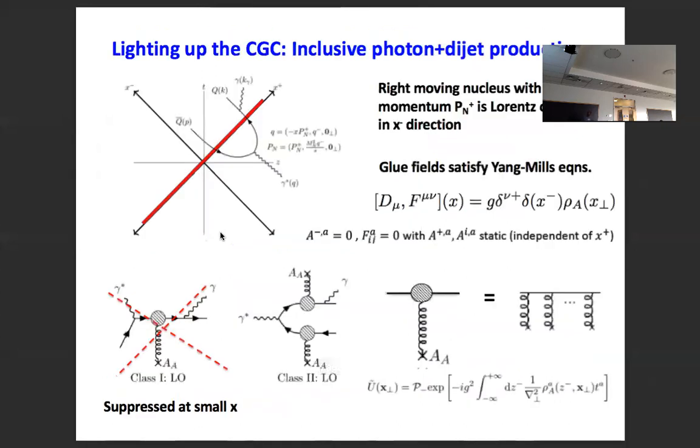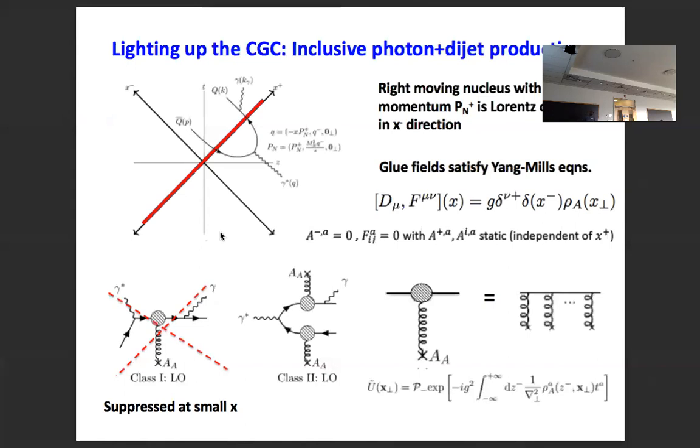So let me now come to this very specific calculation that I want to mention. This is work in progress with Kaushik Roy, who's sitting here. He's my student, in his fourth year of PhD at Stony Brook. So the process that we want to describe is producing a photon and dijets in the eA collision. So you have the nucleus, which is moving along the x plus direction. And then you have the virtual photon, which is moving in this direction. So you have a large Q minus, where the virtual photon splits into this quark antiquark pair, scatters with a shockwave, and then emits a photon.